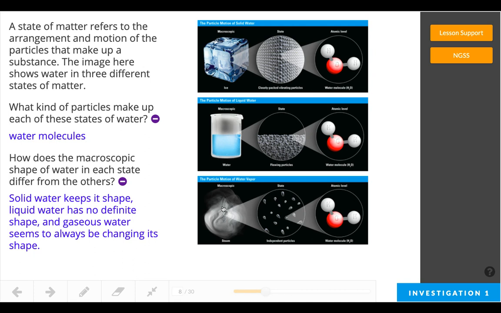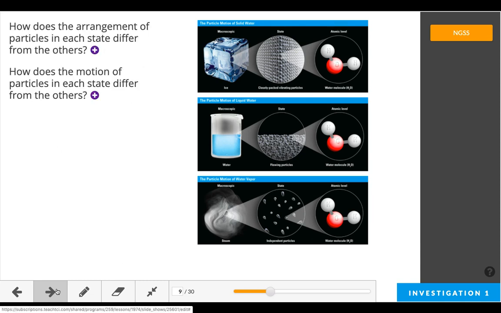And then in the gaseous state, water seems to always be changing its shape. It will fill the container that it is in. The volume can also change too. Pause the video right now and complete the table on your investigation guide with that information.